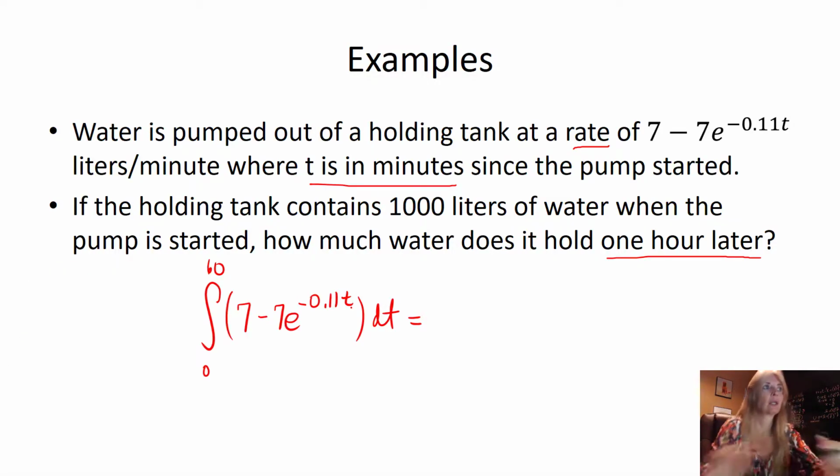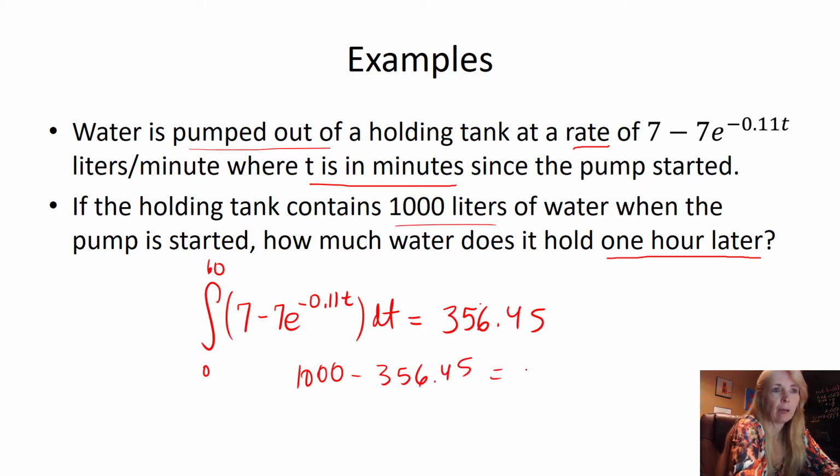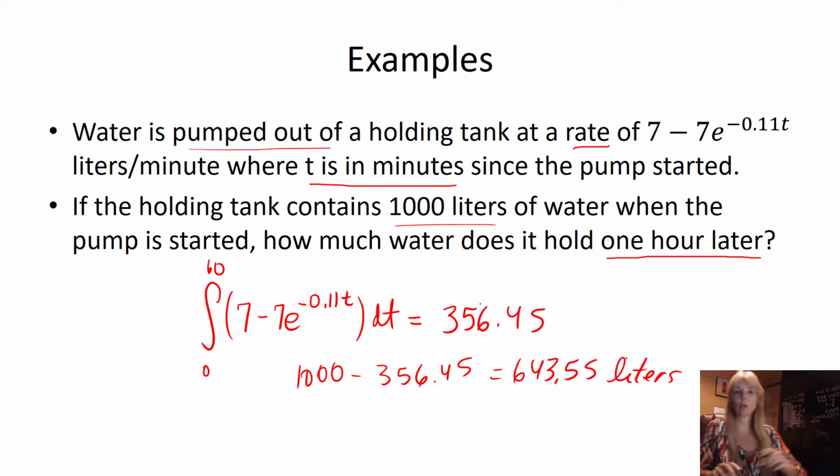So I get, with my pencil here, 356.45. It says it contains 1,000 liters of water, and this is being pumped, so water is being pumped out. So that means if it started with 1,000, then I would have 643.55 liters 1 hour later.